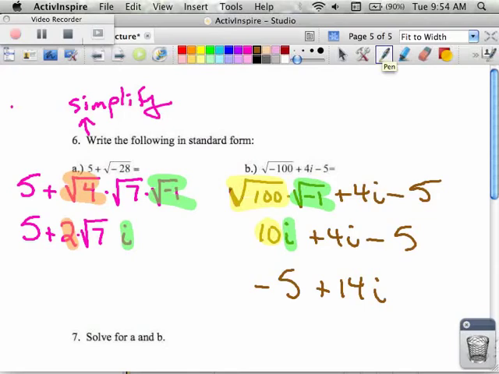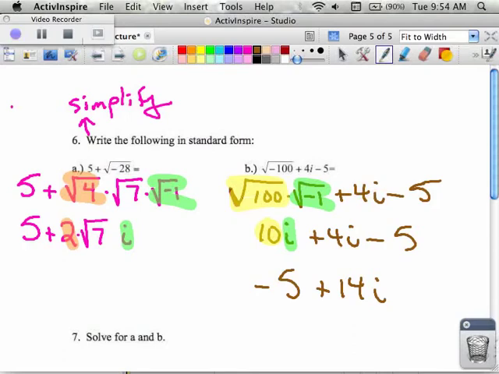So in this particular problem, I know the square root of 100 is 10. The negative just means there's an i. Notice how there's also a 4i, so 10i and 4i kind of acts like a variable, like an x kind of thing. Put them together, that's a total of 14 i's.